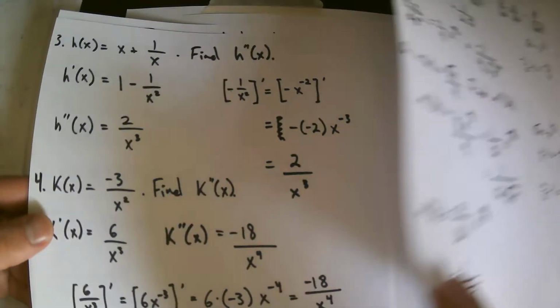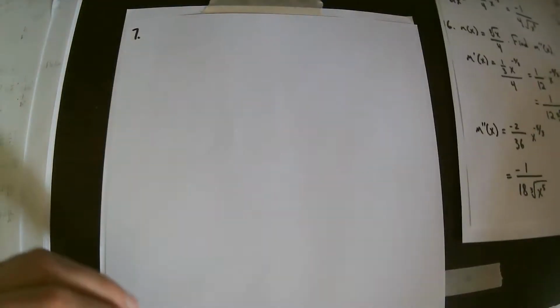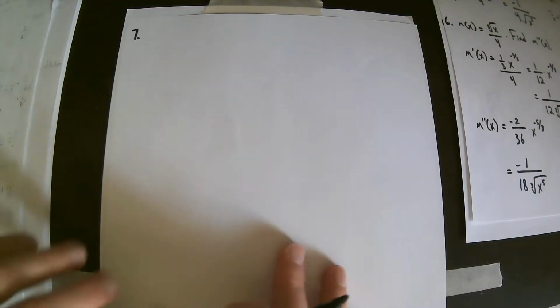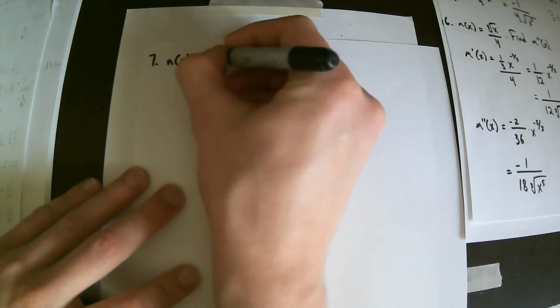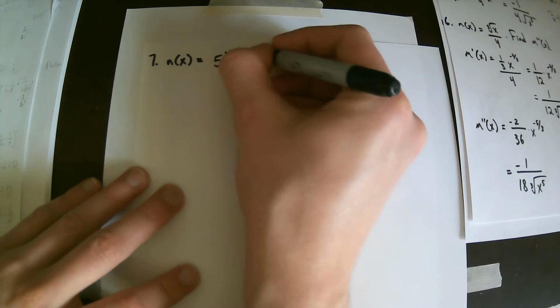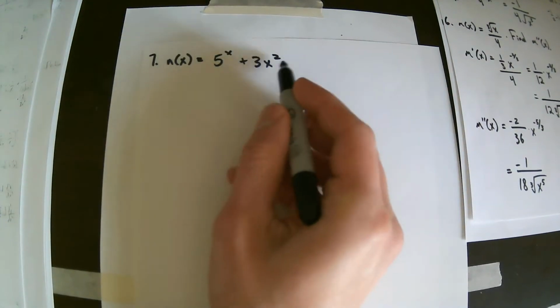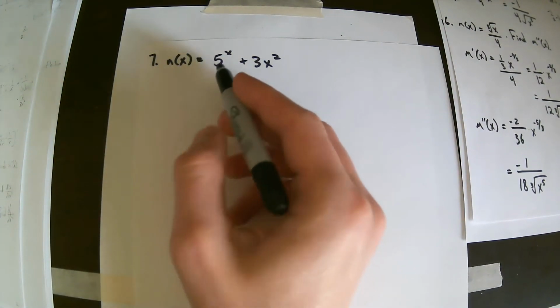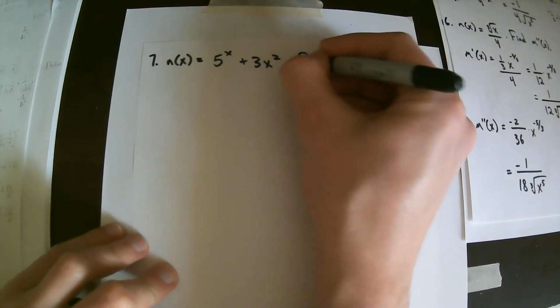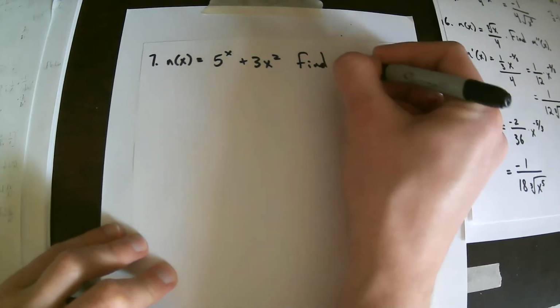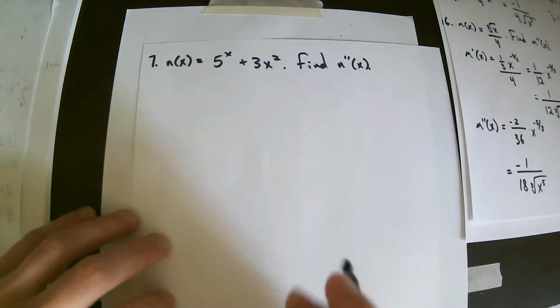Okay, so continuing with these examples, I've done 2 polynomials, 2 rational functions, and 2 radical functions. So let's do some exponential functions. Let's say n of x is equal to 5 to the x plus 3x squared. So we've got a polynomial, 3x squared, but also an exponential function here. Let's find that second derivative of n.